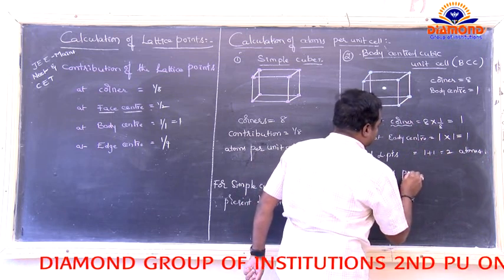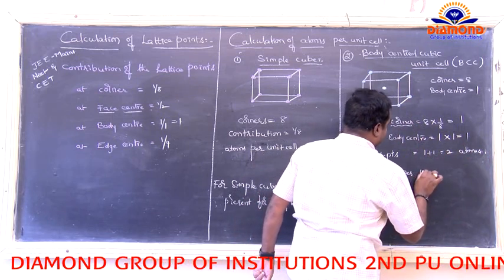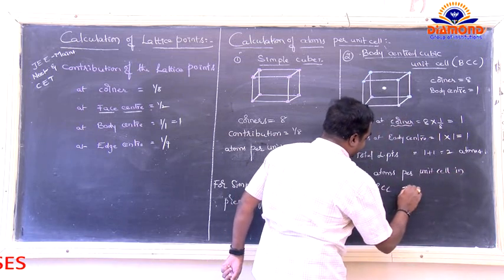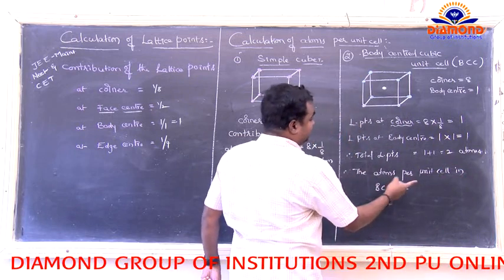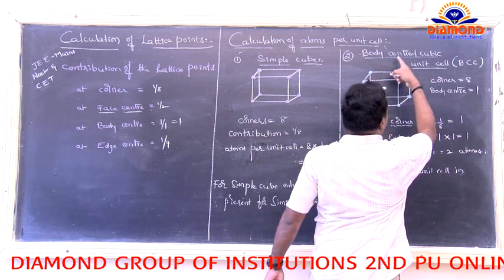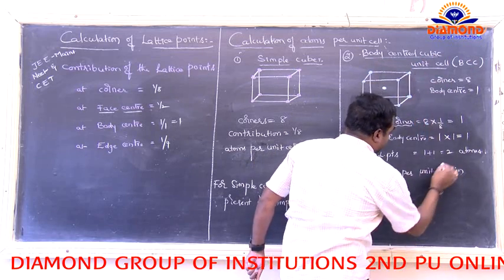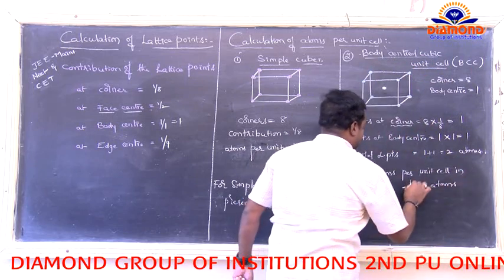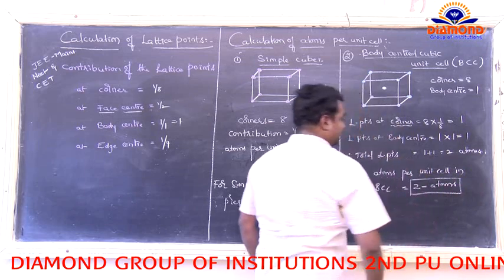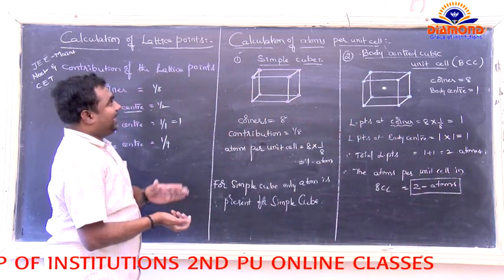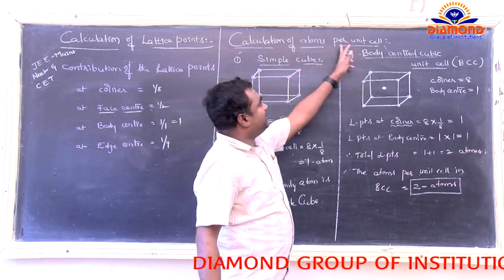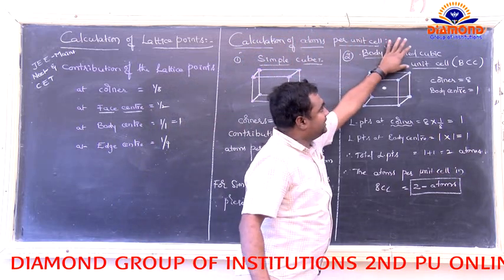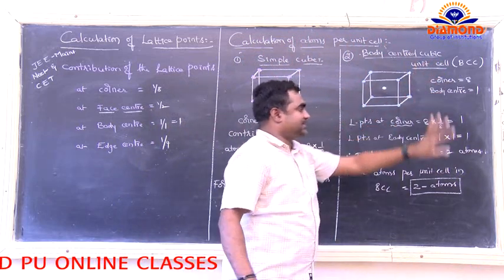The atoms per unit cell in BCC, body centered cubic unit cell: 1 plus 1 is equal to 2 atoms. So it is the calculation of the atoms per unit cell in simple cube and in body centered cubic unit cell.